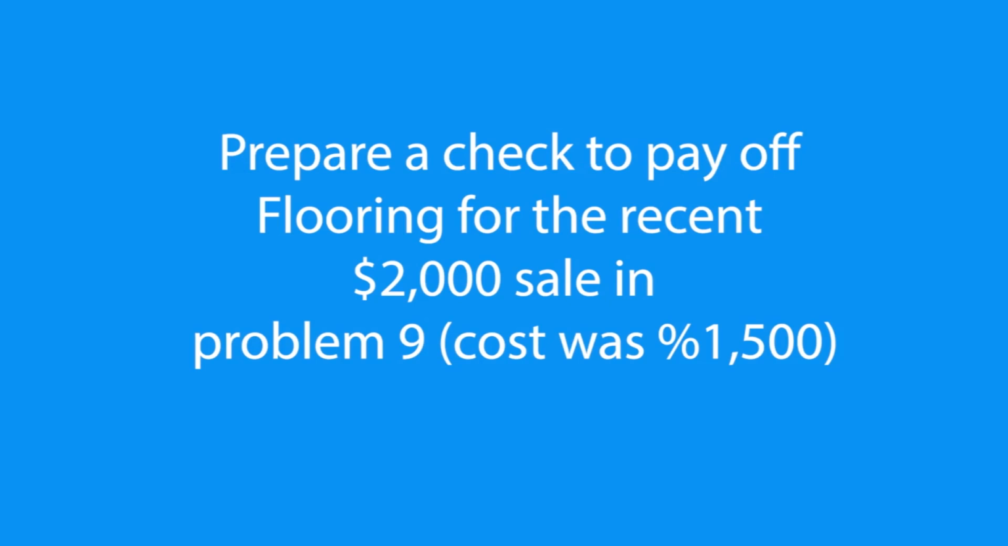Now this is kind of tricky the way it's written. So I want you to look at this. It's saying prepare a check to pay off flooring for the recent $2,000 sale in number 9 above. Okay? Now we're writing a check to pay it off. I want you to go ahead and make the entry to write the check to pay it off.